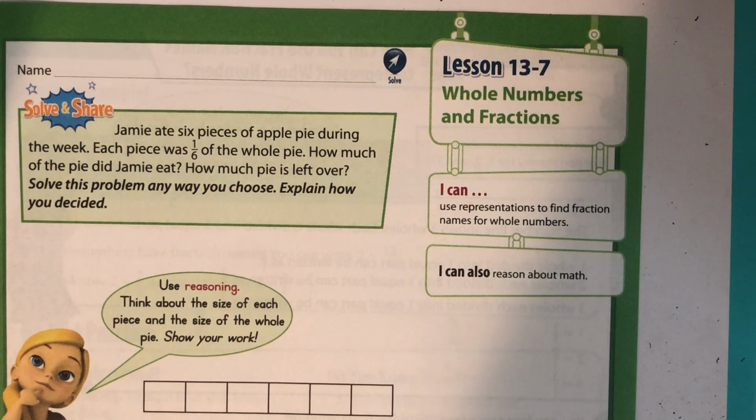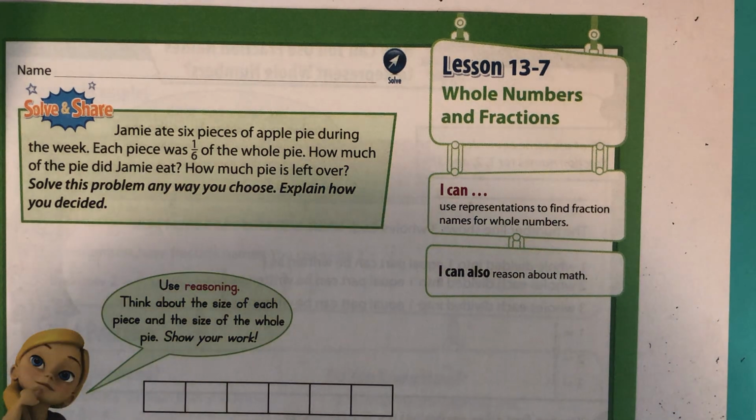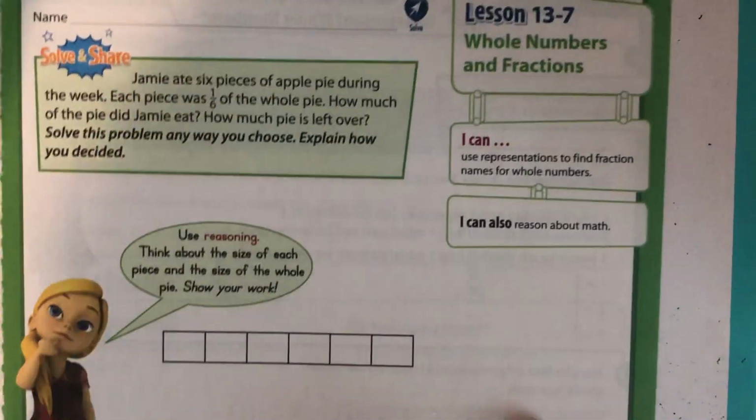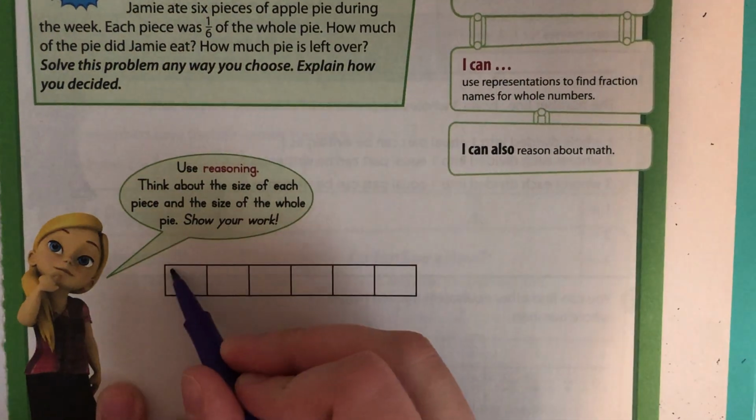Jamie ate 6 pieces of apple pie during the week. Each piece was 1/6 of the whole pie. How much of the pie did Jamie eat, and how much is left over? Solve any way you want. She ate 6 pieces total, okay?